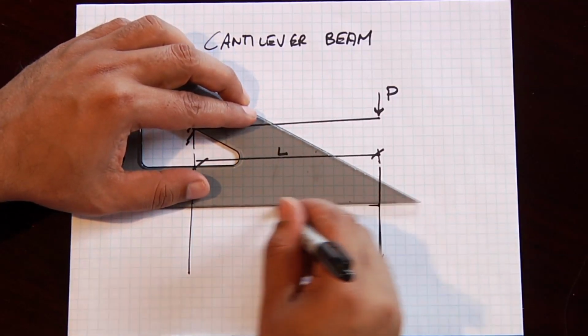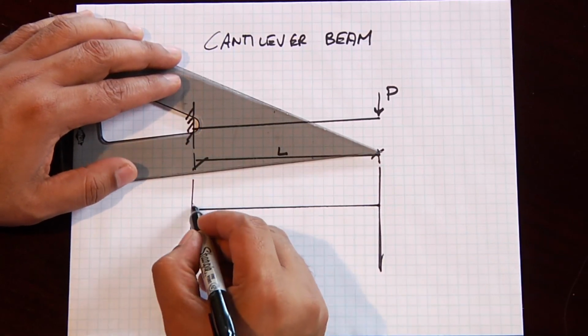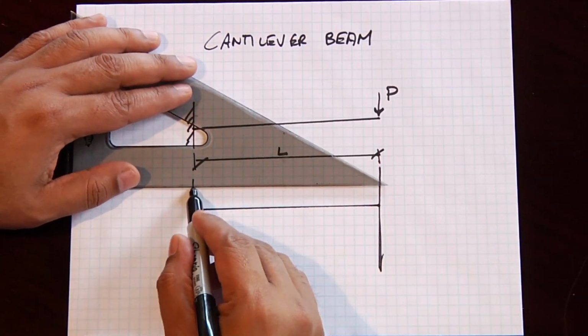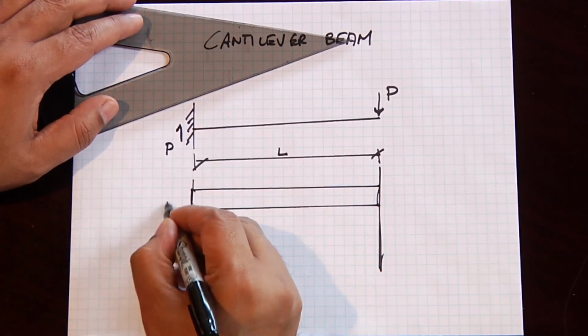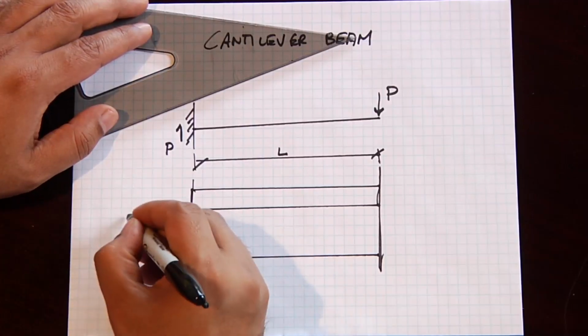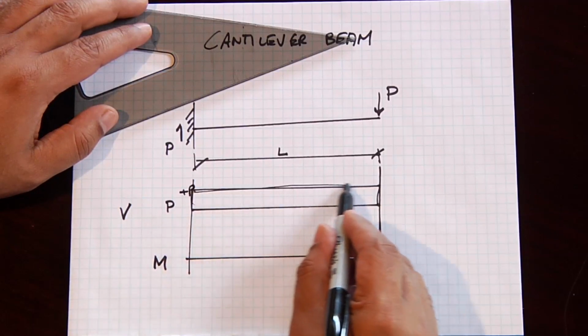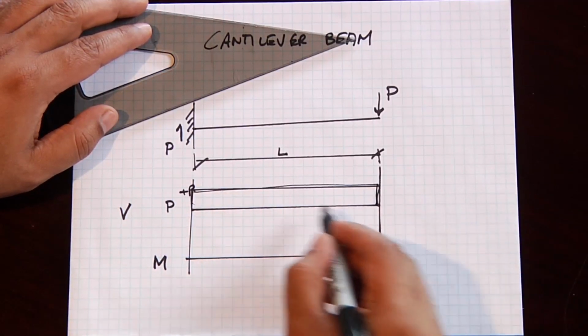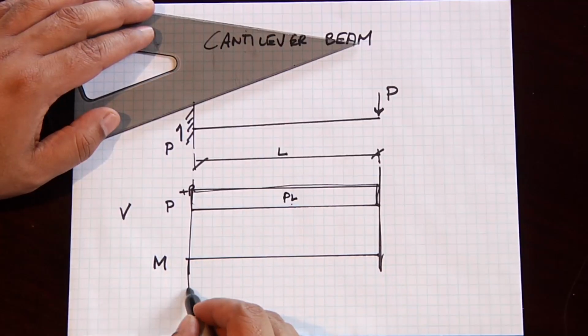In the last module, the shear diagram was very straightforward. It was a positive shear going all the way across. This is P going up. And the bending moment diagram, so this is our shear diagram. It starts off at positive P, goes up, and then comes back down. The area under the shear diagram is PL. That is the value of the bending moment.